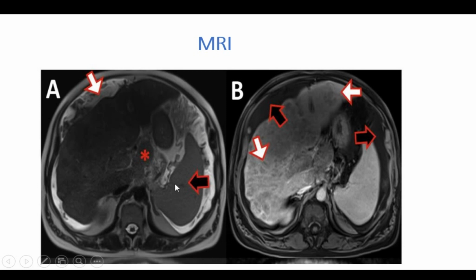On MRI, we can see there's also surface nodularity, caudate lobe enlargement, and splenomegaly. Also, this is after gadolinium enhancement. We have also surface nodularity, hypovascular regenerative nodules, splenomegaly and ascites.